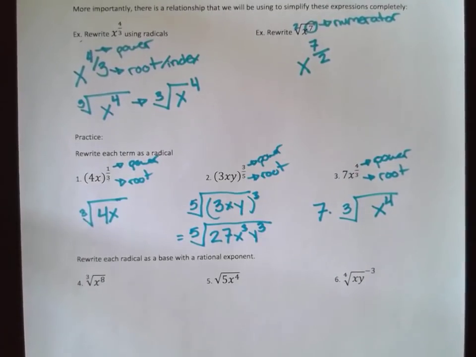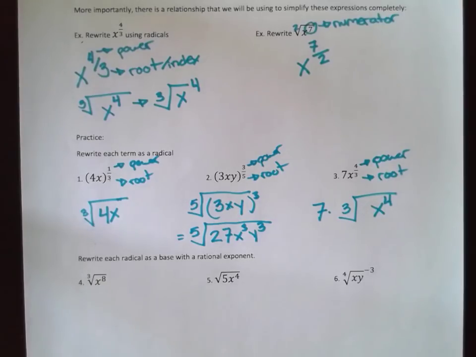Number 4, rewrite each radical as a base with a rational exponent. And guys, I say rational instead of fractional. You can say fractional exponent, but rational numbers are basically any number besides irrational numbers. So rational numbers are repeating decimals, they're terminating decimals, they're also fractions. So rational is just a broader term for fractional, okay?